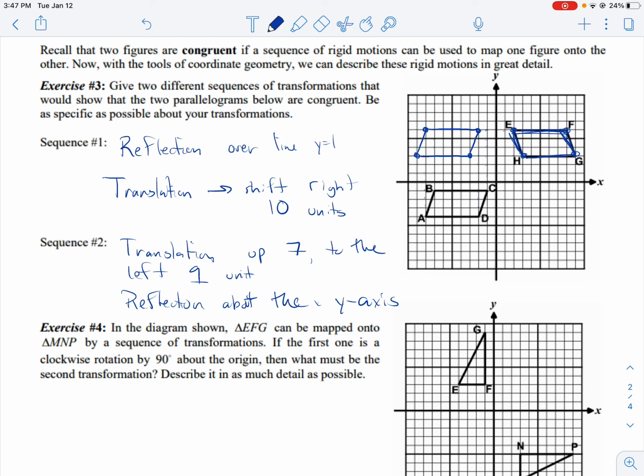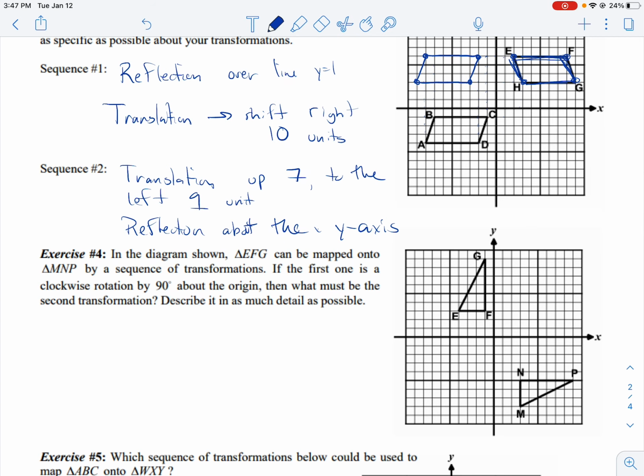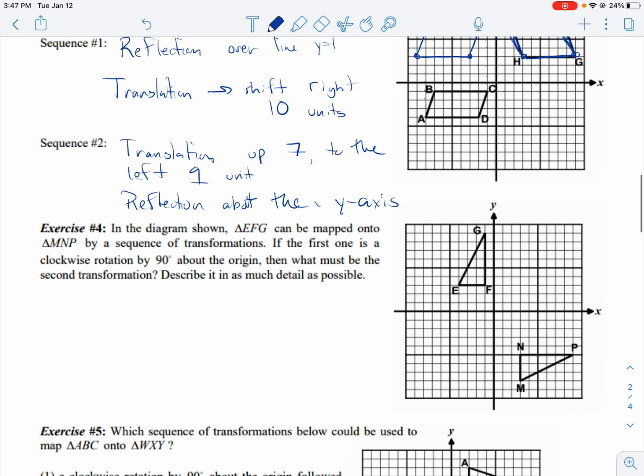So the purpose of this exercise is that there's no wrong way to eat a Reese's here. I came up with 2 different transformations but mapped the same image onto the other one. So just know that another way of proving something is using rigid motions to get one shape on top of the other. And if you noticed, all those points would line up with E, F, G, and H. Therefore, these 2 guys are congruent. Okay, next one. In the diagram shown, triangle EFG can be mapped onto triangle MNP by a sequence of transformations.